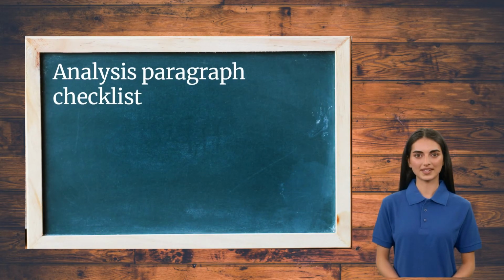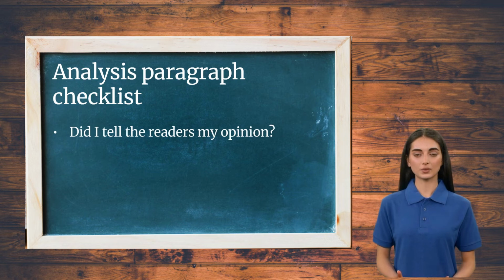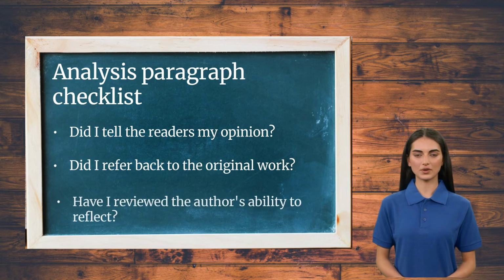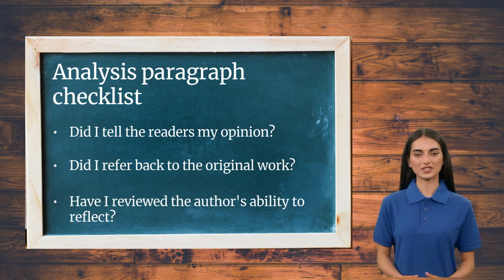Now that you've seen the example, let's have a checklist so you know what to do when writing your essay. Ask yourself the following questions. Did you tell the readers what you liked or disliked? Did you express your ideas by referring to the original work? Have you reviewed how well the author presented the main idea? If you answered yes to all this, let's complete our essay with the conclusion paragraph.